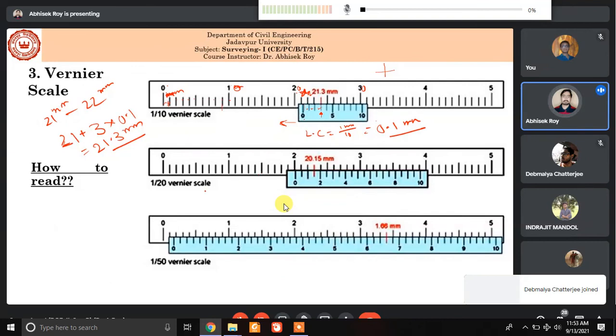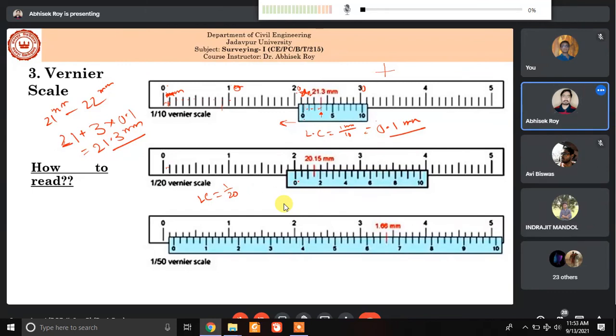So in a similar way, you can measure the data here. Here, what is happening? Here you can see in the vernier 20 divisions are there. And in the main scale it is 1 millimeter. So here the least count will be how much? It will be 1 by 20. Right? Is that clear? Yes, sir.